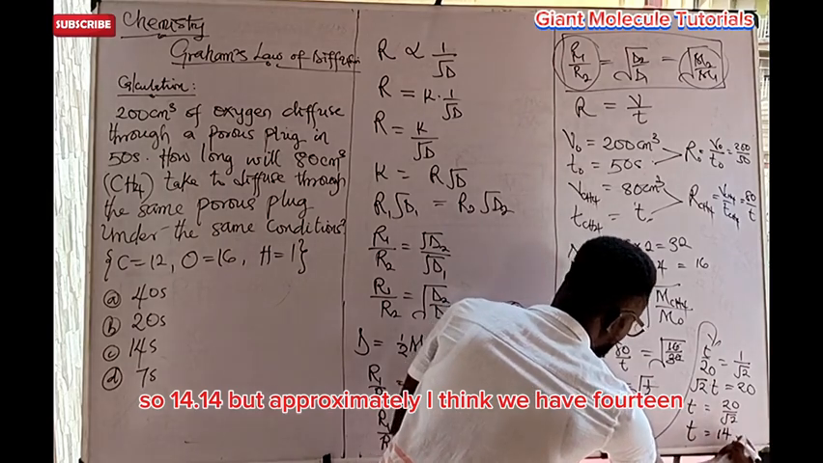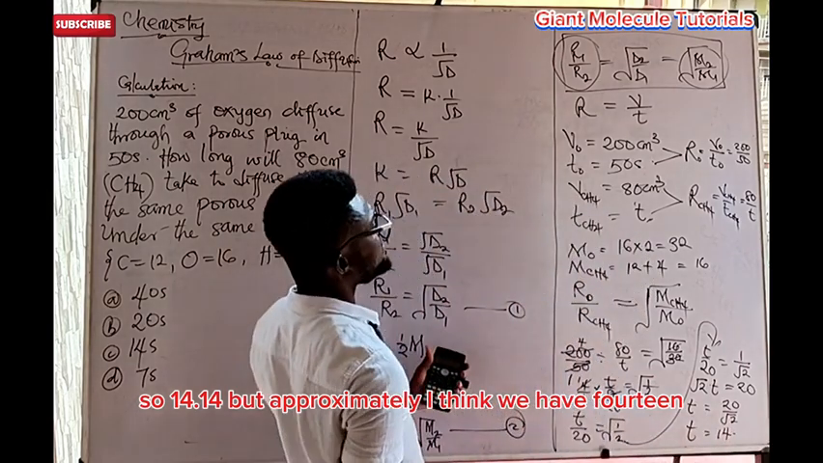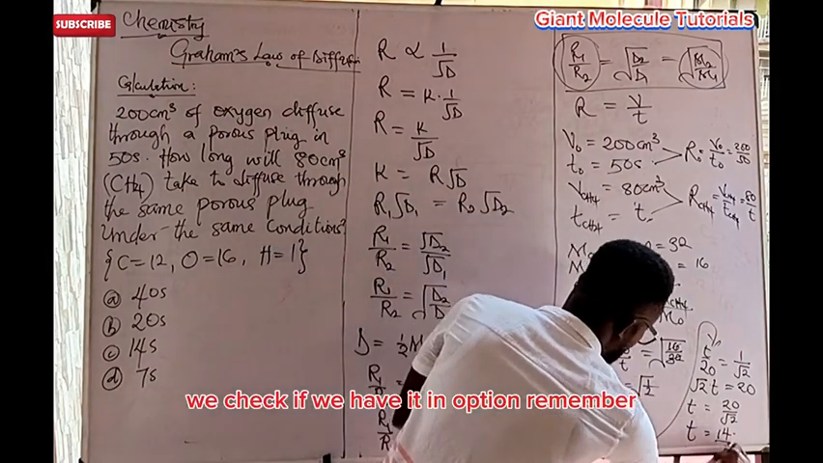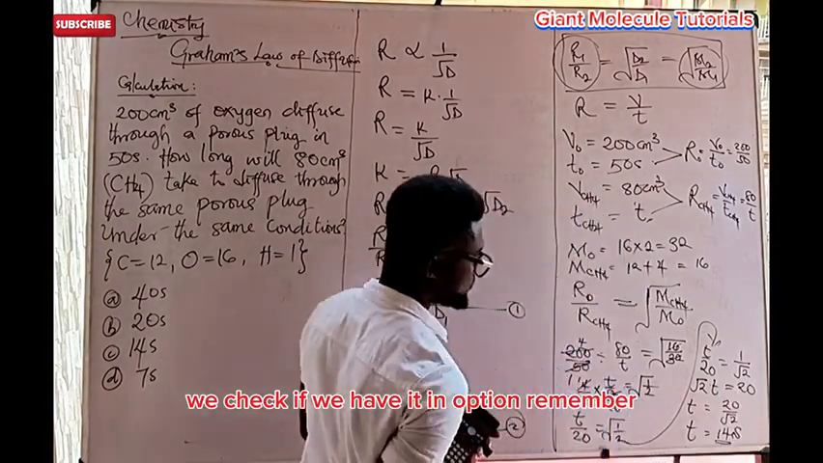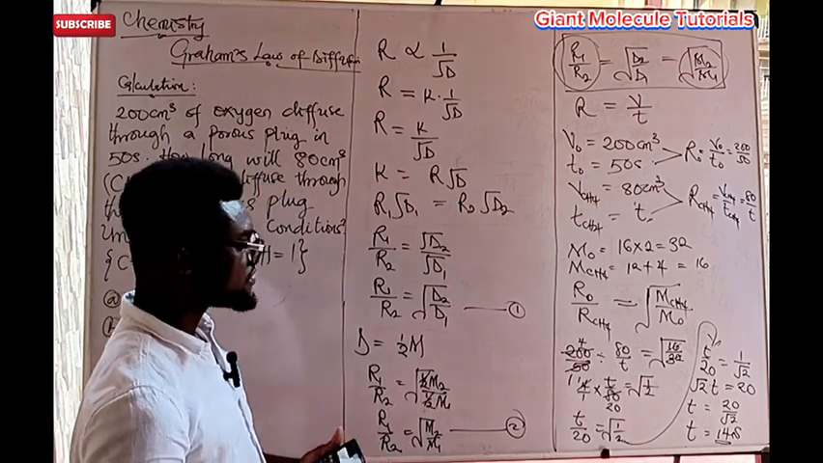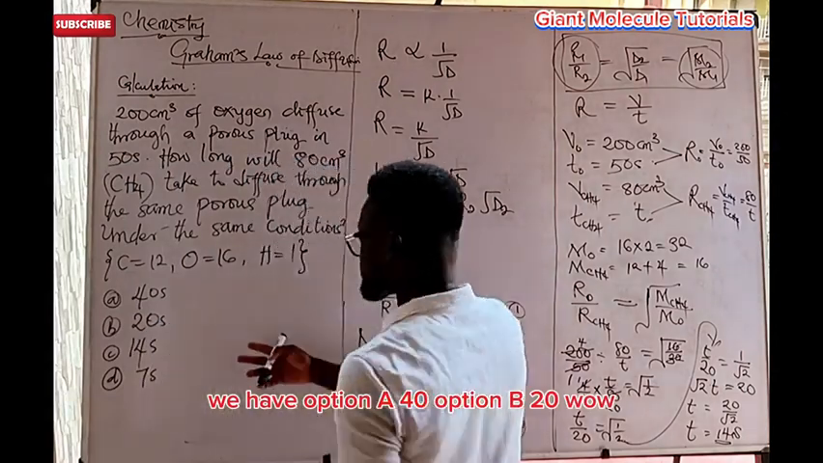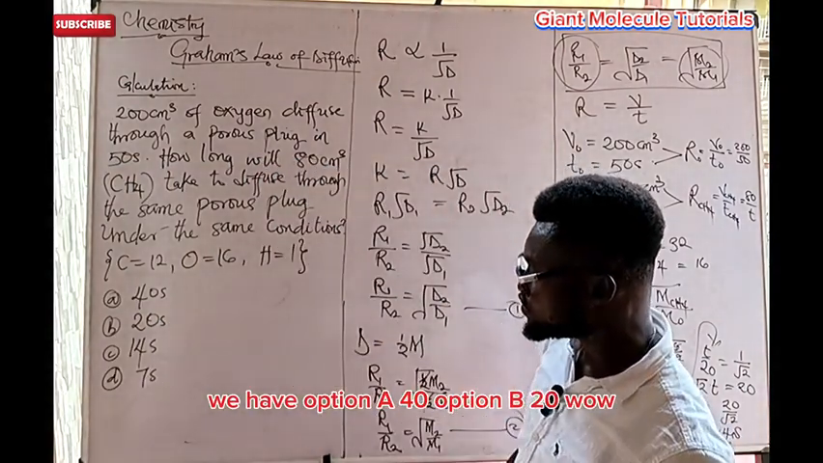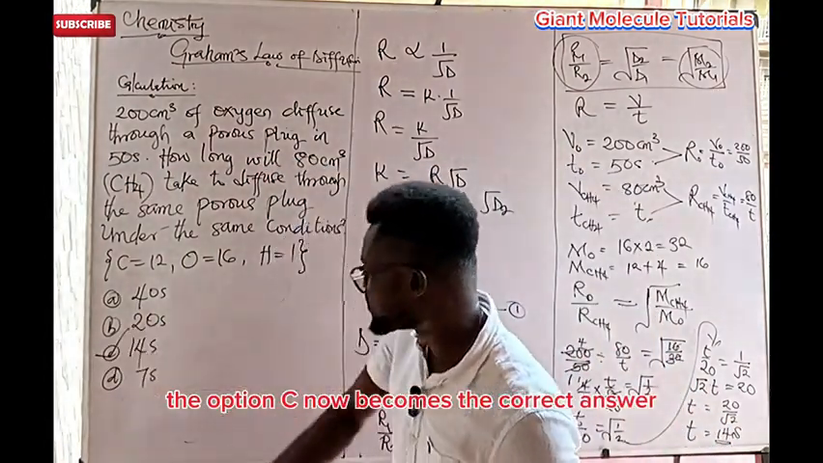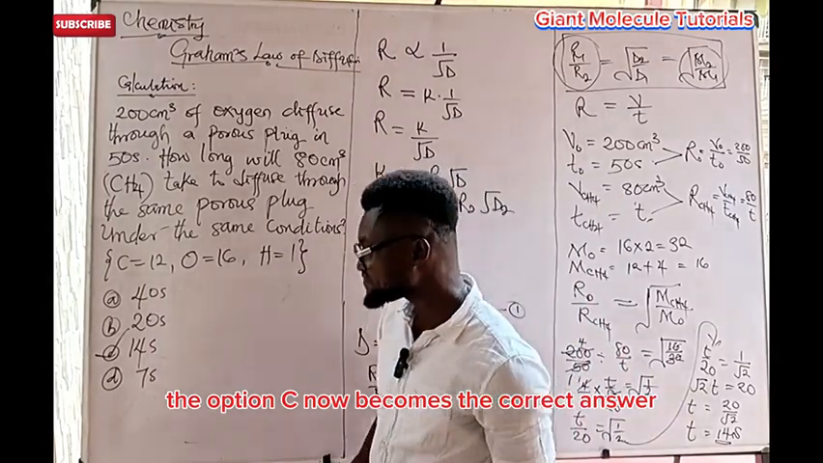14.14, but approximately, I think we have 14. We check if we have it in the options. Remember, it should be measured in seconds. 14 seconds. Now, let's get back to the options. We have option A, 40, option B, 20. Wow. Option C now becomes the correct answer.